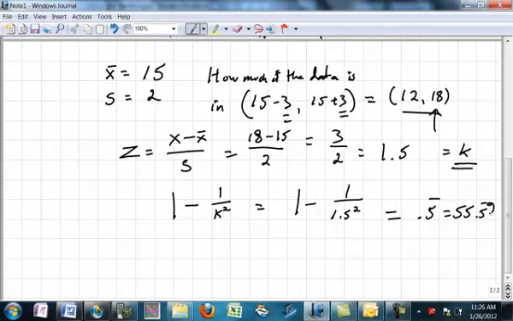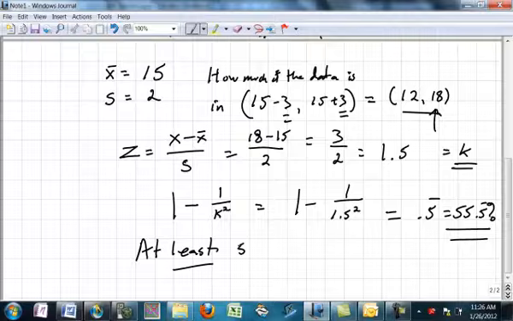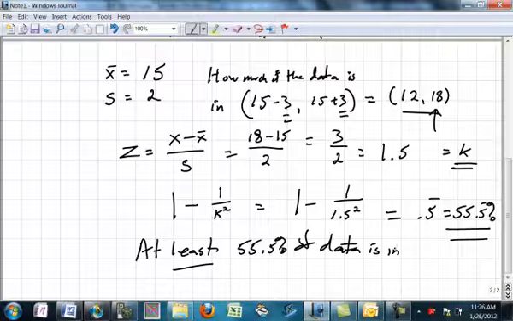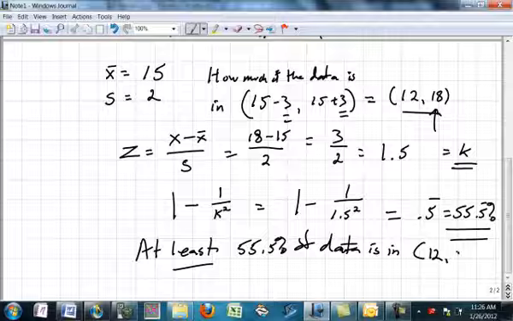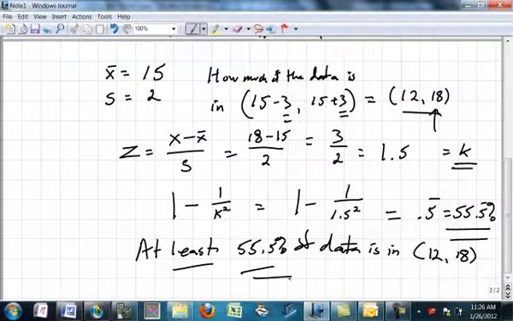55.5 repeating percent. So at least 55.5% of the data is in the interval from 12 to 18. Now most likely it's going to be higher than 55%, but at least that much. That's the worst case scenario.